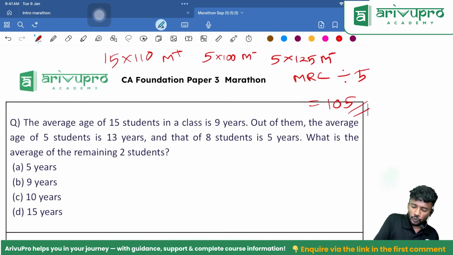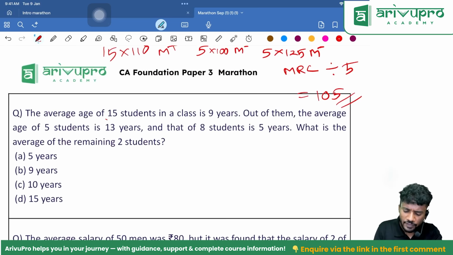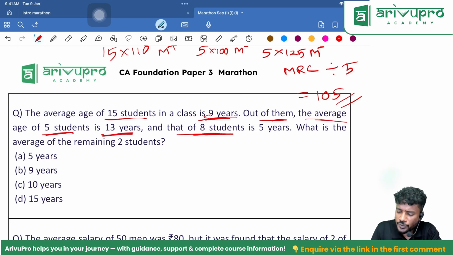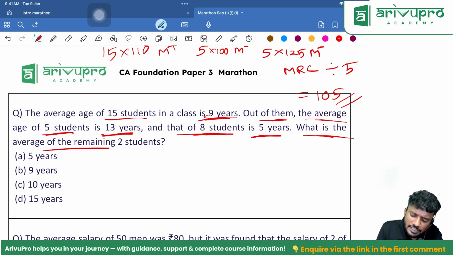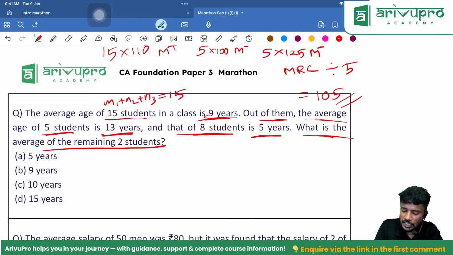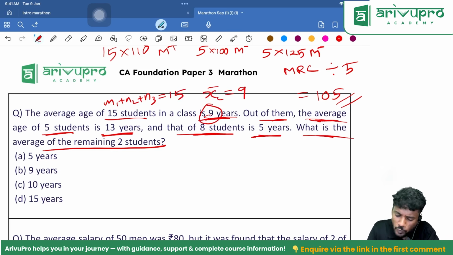Okay. Now do this. The average age of 15 students in a class is 9 years. Out of them, the average age of 5 students is 13 years, and that of 8 students is 5 years. What is the average age of the remaining 2 students? So what is given over here? N1 plus N2 plus N3 is given as 15. Then XC bar is given as 9.